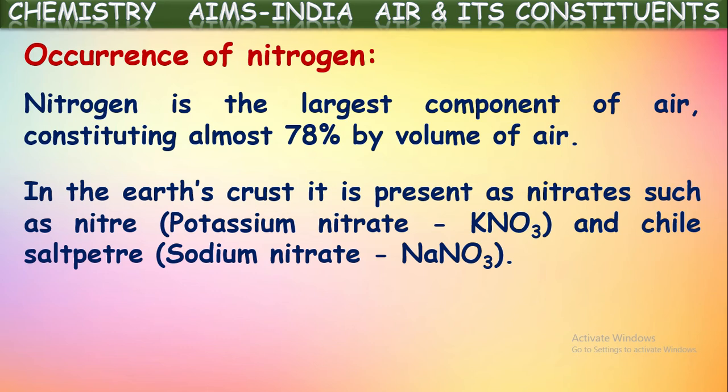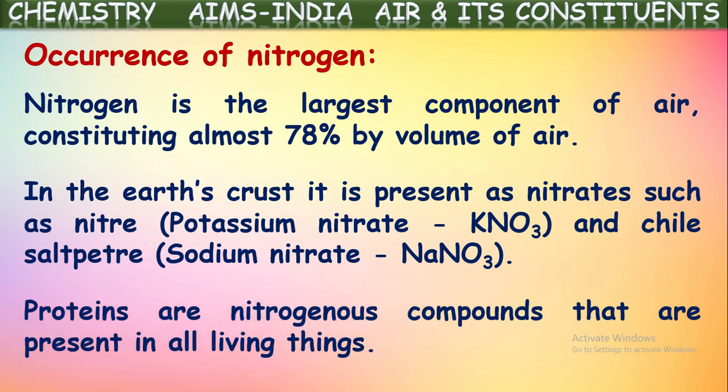In the earth crust, it is present as nitrates such as niter, which is chemically potassium nitrate, KNO3. Potassium nitrate is commonly called niter, and sodium nitrate, NaNO3, is commonly called Chile saltpeter. So in the form of nitrates, nitrogen is present in the earth crust. In the free form, it exists largely in the atmospheric air. Around 78% of atmospheric air is nitrogen itself. So nitrogen occurs in both the free state as well as the combined state.